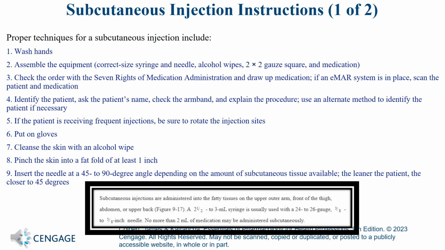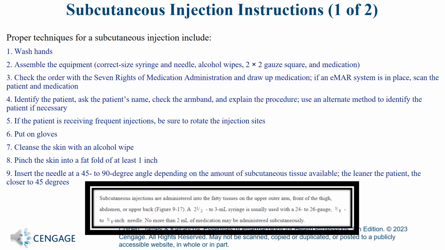We're going to take a look at the subcutaneous injection instructions. We want to wash our hands. We'll assemble the equipment: correct size syringe and needle, alcohol wipes, 2x2 gauze, and the medication, of course. You're going to check your order with the 7 rights of medication administration and draw up the medication. If you're using an EMR system that's in place, scan the patient and the medication. You want to identify the patient, ask the patient's name, check their armband, and explain the procedure. Use an alternate method to identify the patient if it is necessary.